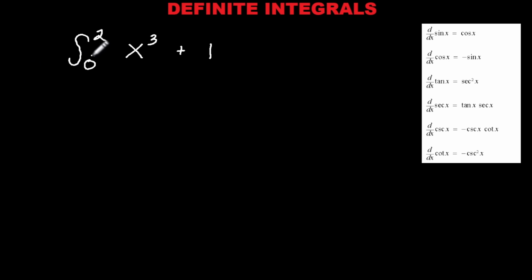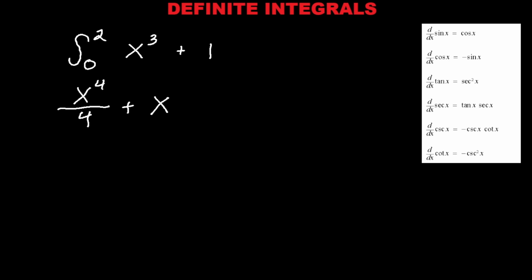This time we're being asked to integrate x to the third plus 1 from 0 to 2. So to integrate this, I increase the exponent by 1, I divide by that, plus, and the integral of 1 is just going to be x. There is a plus c. At the conclusion of this problem, I'll show you why the plus c doesn't make a difference.